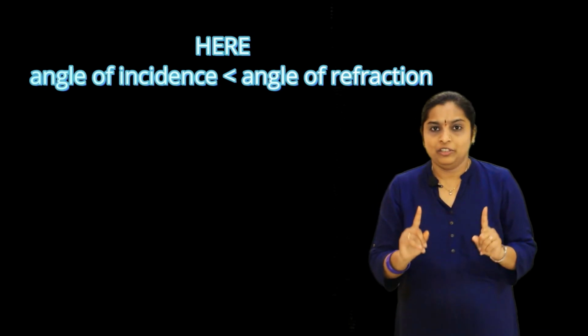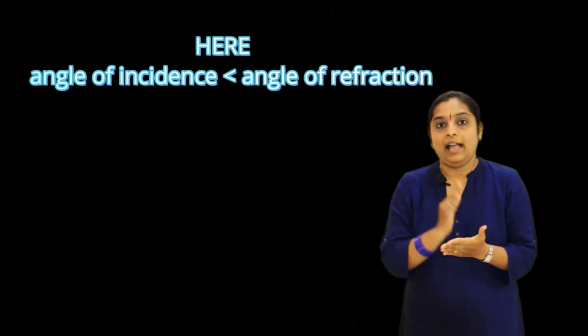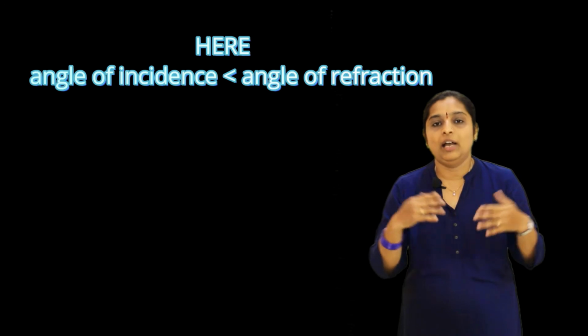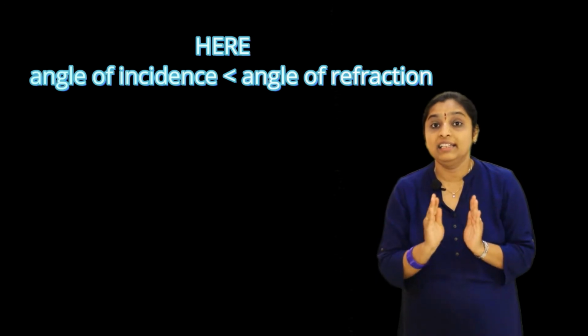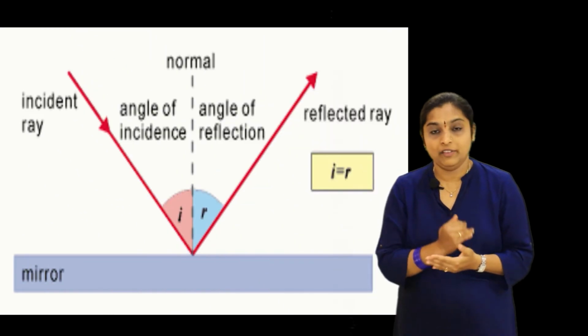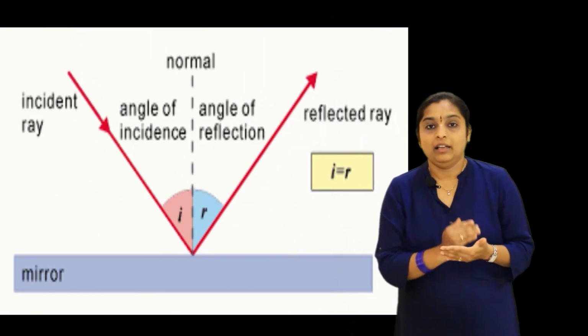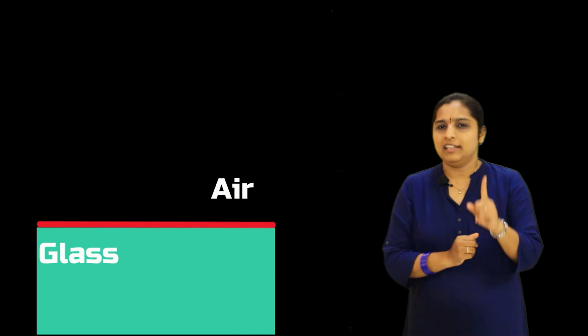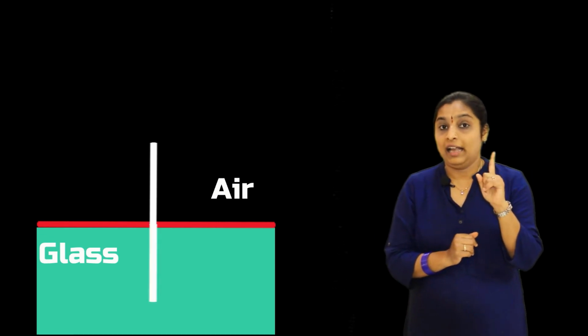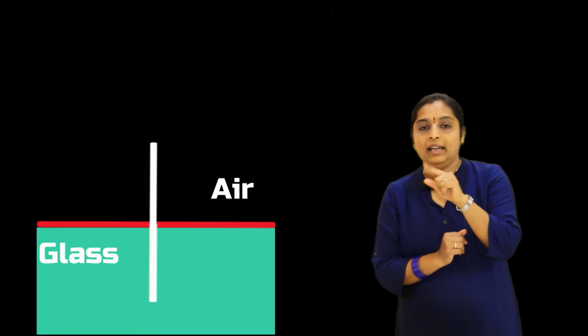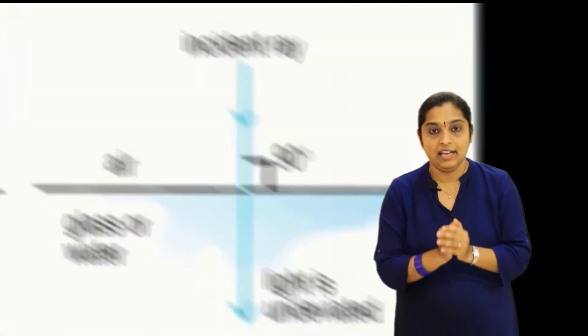So we understood that nowhere will the angle of incidence be equal to the angle of refraction, as in the case of reflection. In reflection, what used to happen? Angle of incidence is equal to angle of reflection. But actually there is only one case wherein I will be equal to angle R. Which is that case? Yes.